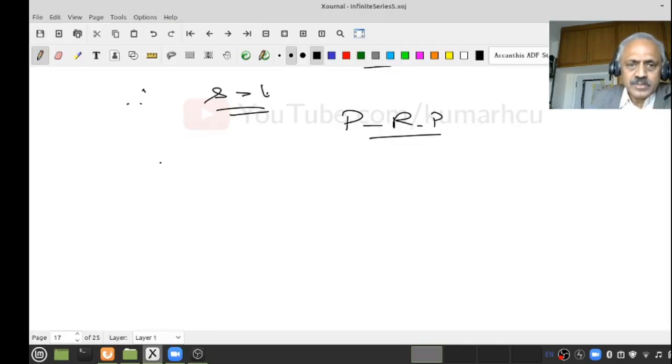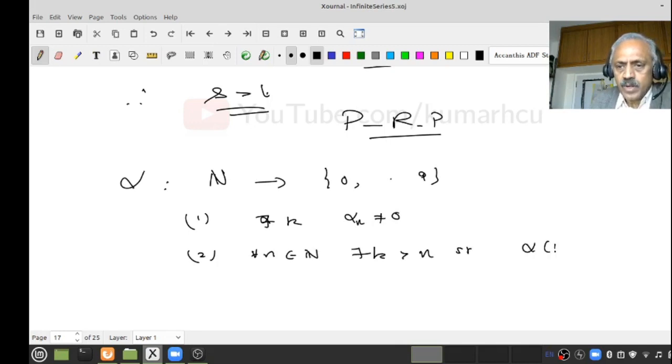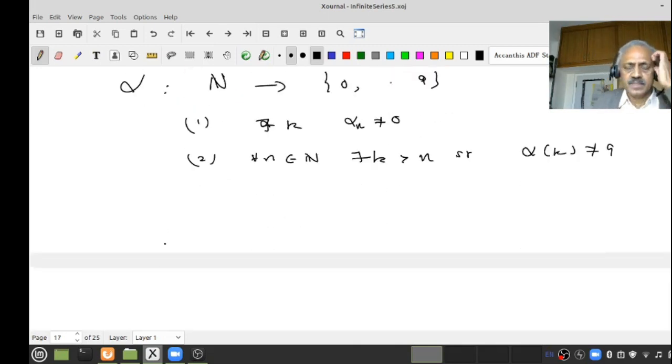Now, what is our thing? Alpha is a set of functions from the naturals to 0 to 9 with what property? 1, there exists a k so that alpha k is not equal to 0, and 2, for every natural number n there exists a k greater than n so that alpha k is not equal to 9, right? Then let us look at where alpha goes to.